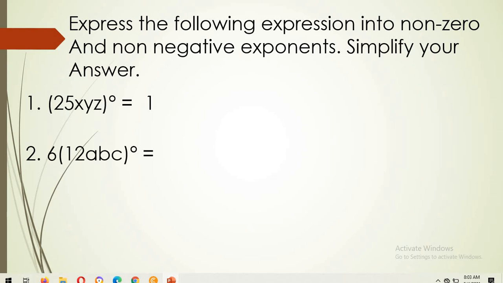Next is 6, then quantity 12abc raised to 0. So, the entire naka-quantity ay 1. So, you have 6 times 1. So, your answer is 6.